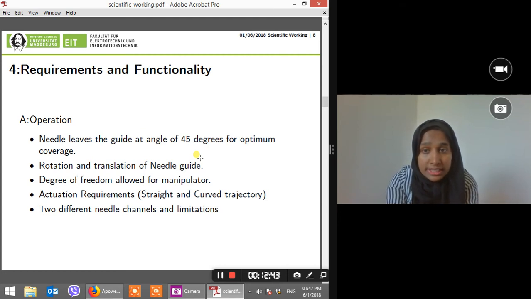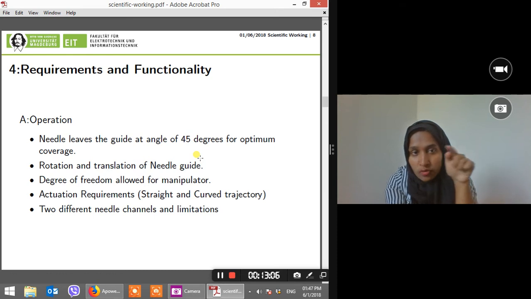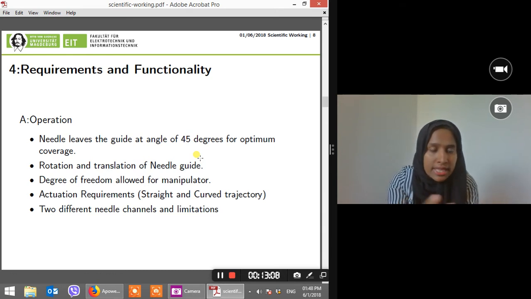Then rotation and translation of the needle guide, that is, how the needle guide will actually receive a command to actuate when it has to fire the needle inside the body, exit the needle basically. And then degree of freedom is a factor that is required, that is, how much degree of freedom is required with angles perspective for a manipulator to operate.